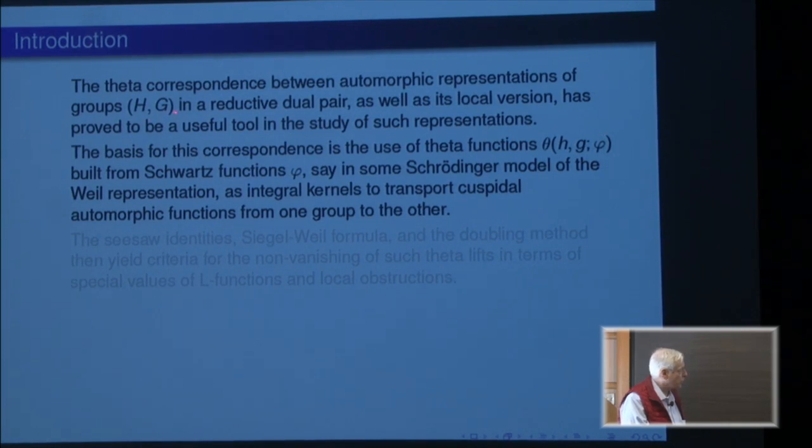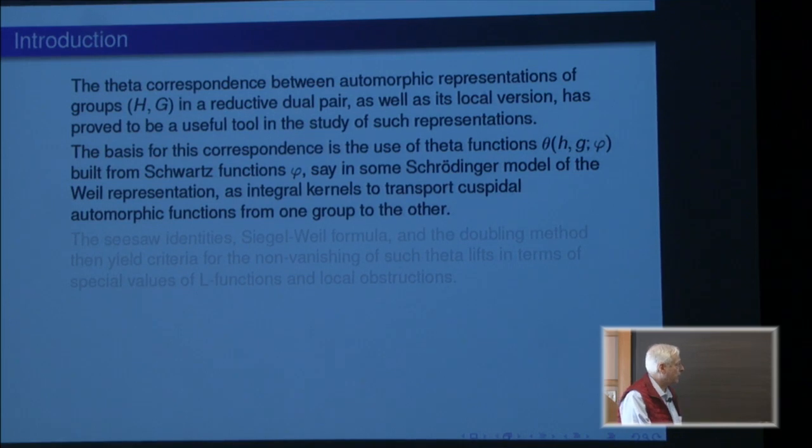On the global level, the way this is usually done is that you construct theta functions in two variables. G and H are my dual pair, groups in a dual reductive pair, and g and h are variables in those groups. Then you make theta functions, which are functions of two variables. Phi here is a Schwartz function in, for example, the Schrodinger model of the Weil representation. You can use this thing, which is practically an automorphic form in the two variables, as an integral kernel to transfer automorphic forms from one group to the other.